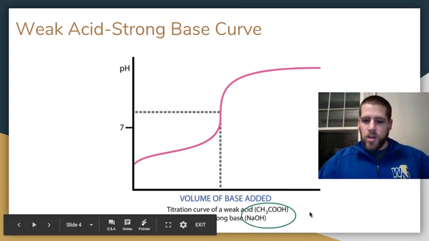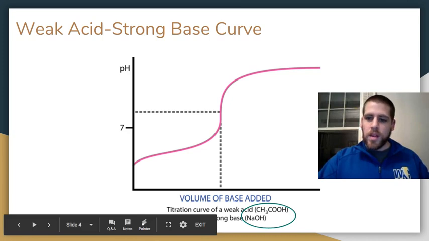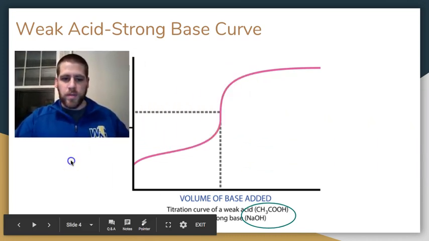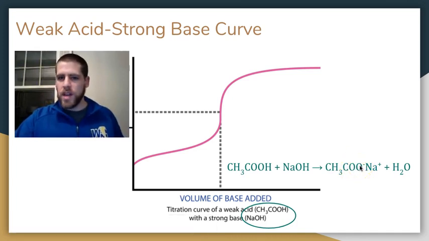So notice what's down here at the bottom. The weak acid is acetic acid or ethanoic acid, and the base is NaOH. Think about what reaction that would produce. When we're at our equivalence point, we're going to have a solution essentially of sodium acetate. I'm writing it like this because I want to show that the ions are in solution. It's not really an actual salt.